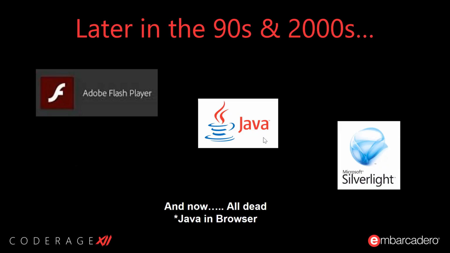Later in the 90s and 2000s, a lot of the app devs went to Adobe Flash Player, Java, and Silverlight because of all the restrictions in HTML and just the absolute difficulty of developing with not just JavaScript, because you were forced into JavaScript or throwing tags at things. But all of these are pretty much dead now. The Adobe Flash Player is officially dead, Silverlight's officially dead, and Java is still big on the server, but in the browser it's pretty much dead.